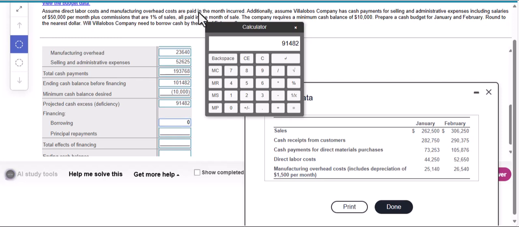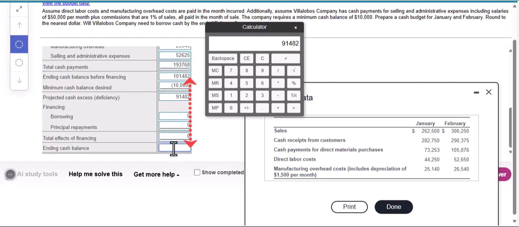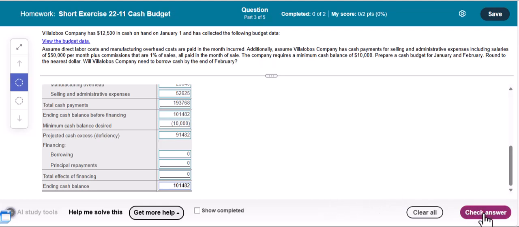And also because we are not borrowing any, there are no principal repayments here, so this is also 0. So the total effects of financing are 0. So then what does that mean for our ending cash balance here? It means it remains the same. So this ending cash before financing, it'll stay the same since we are not financing anything. So that's going to be 101,482 for the ending cash balance. So let's go ahead and minimize this and close out of this so we can check our answer for January.